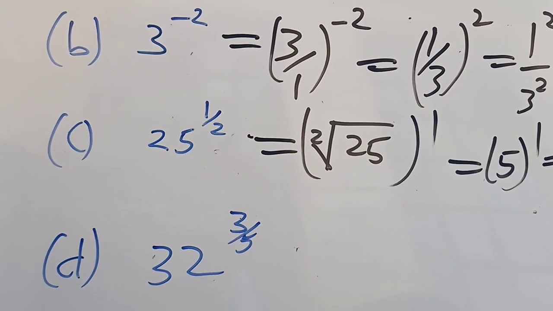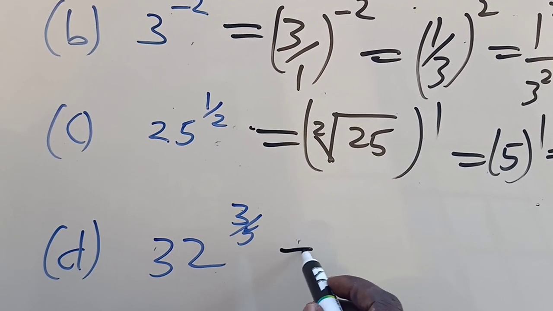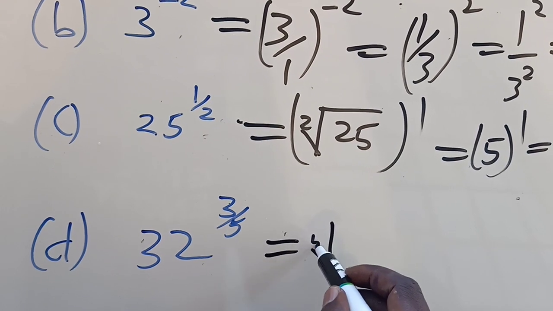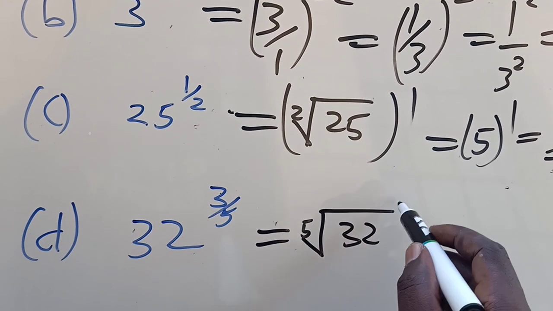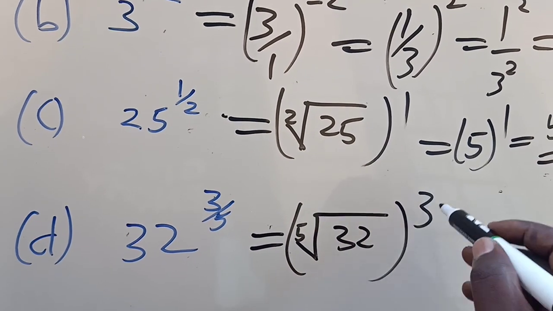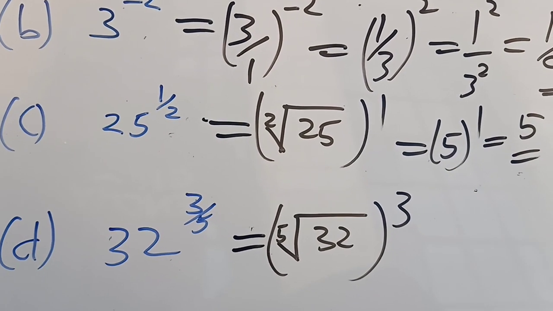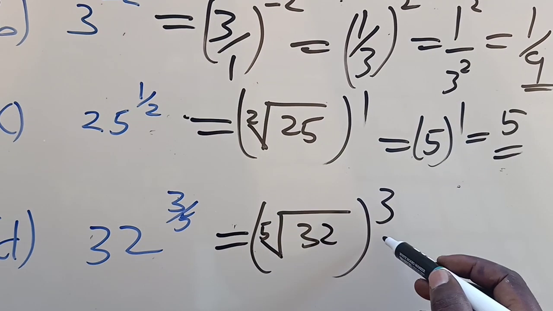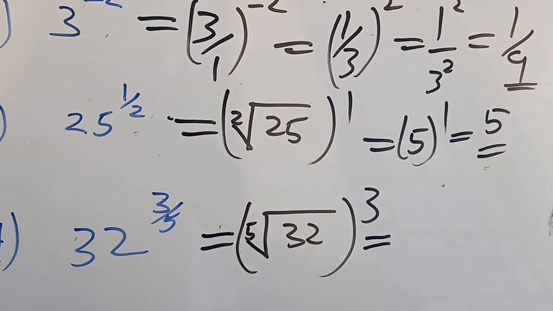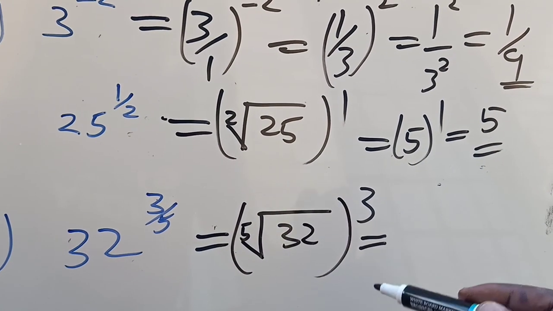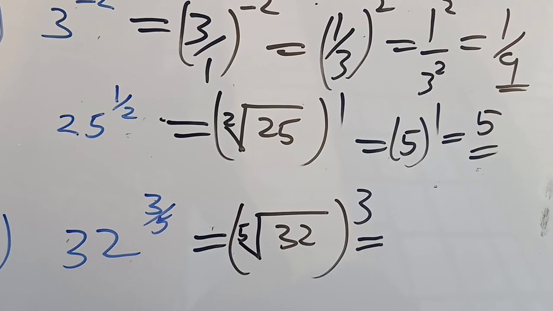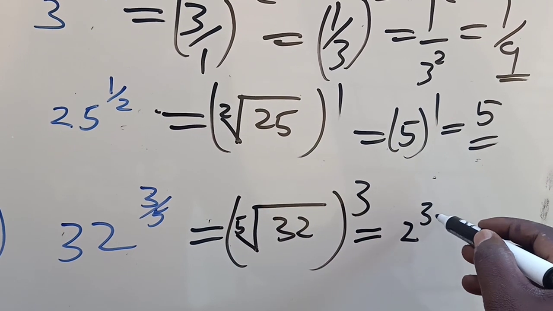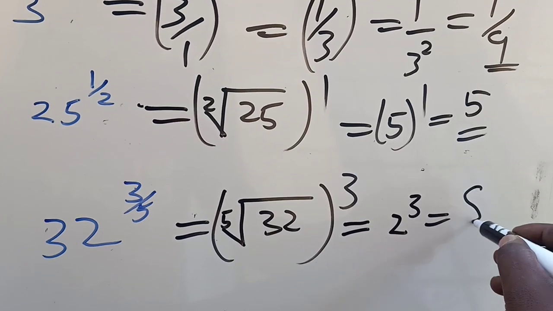The same applies in this case. So we will have the fifth root of 2, and then 3 will remain as the power. The fifth root of 2 is 2, because if you multiply 2 times 2 five times, that's 2 times 2 times 2 times 2 times 2, you will get 2. So it's 2 cubed, and 2 cubed becomes 8.